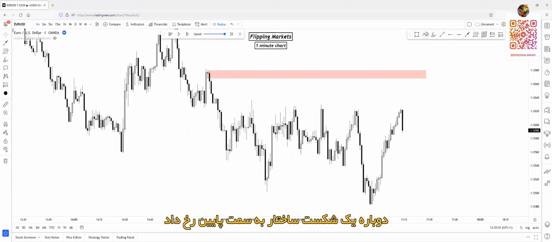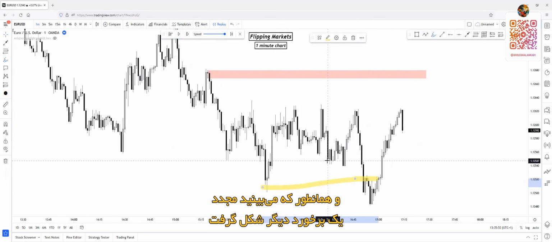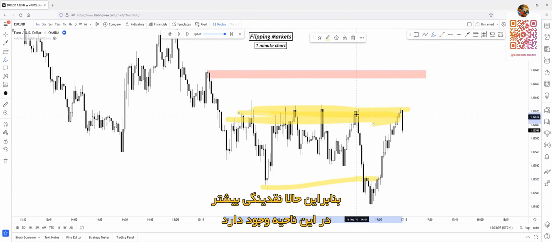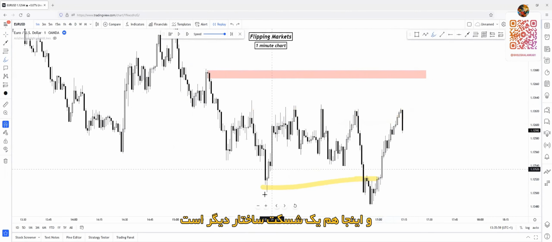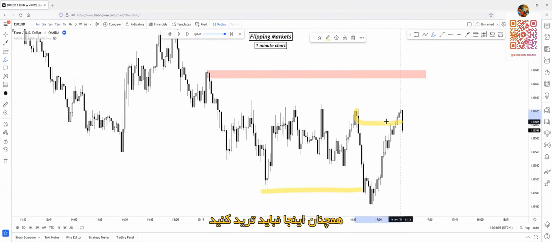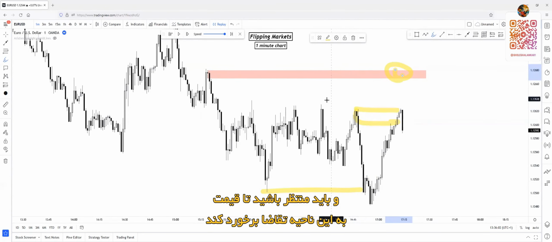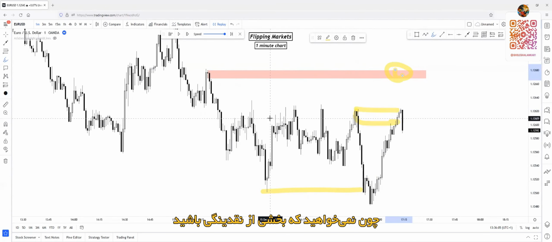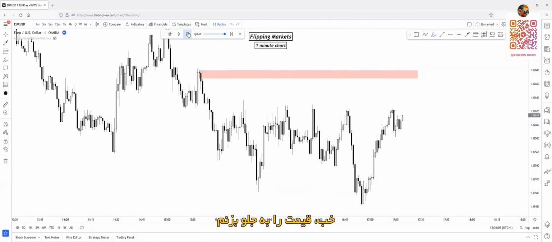It actually created a breakout structure to the downside again and created another tap, as you can see. So more liquidity is sitting on this line. So here's another breakout structure. You also can't open a trade here because you want to wait for this supply to be tapped, because you don't want to be part of the liquidity. Okay, let's just play price.